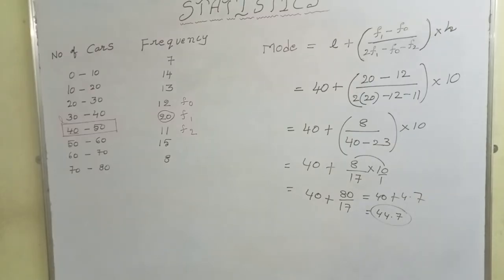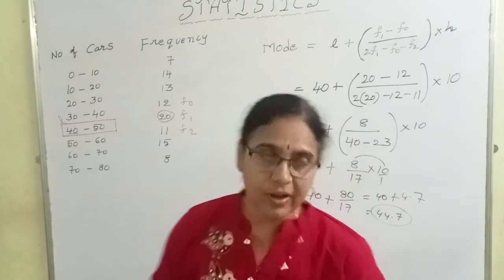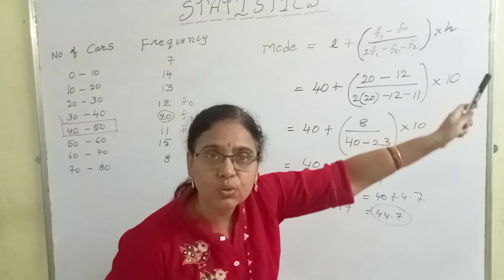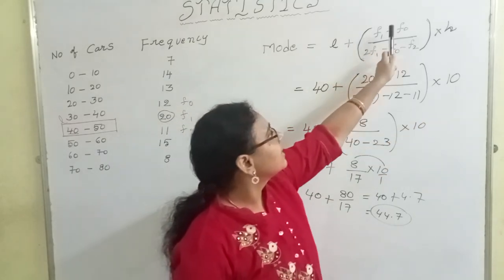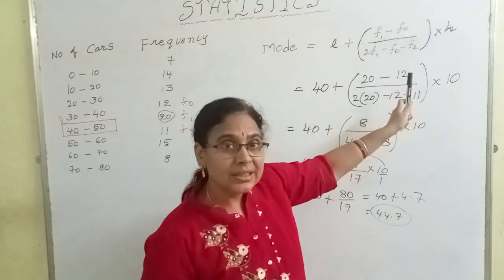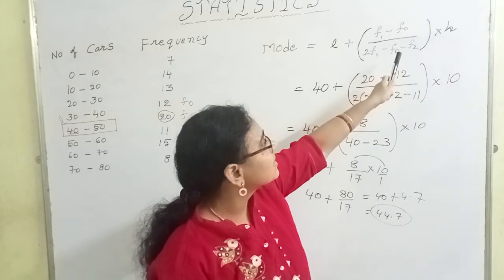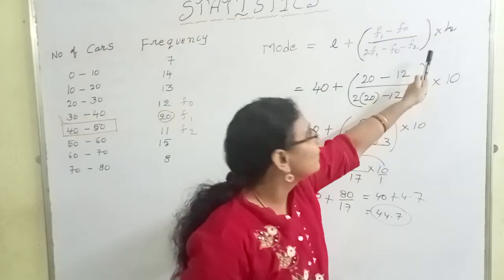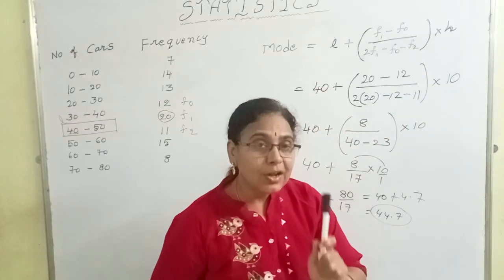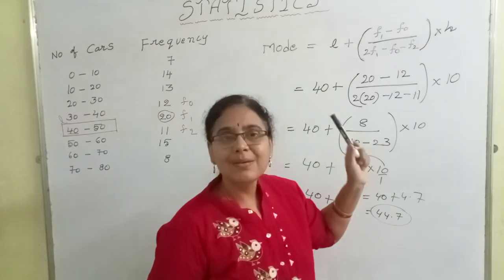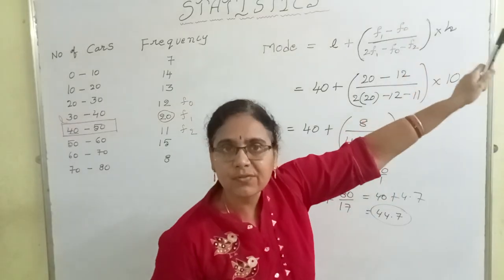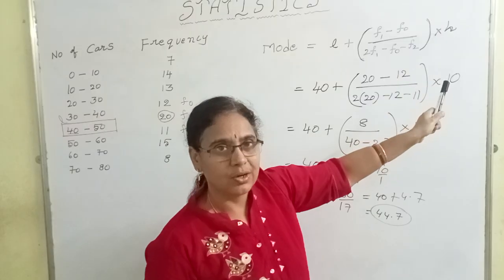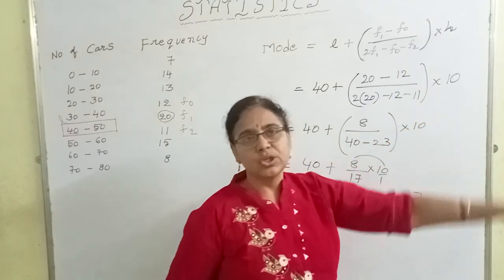What is the formula for mode? L plus F1 minus F0 by 2F1 minus F0 minus F2, into H. The numerator is F1 minus F0, and the denominator is 2F1 minus F0 minus F2, into H. Learn the formula perfectly.